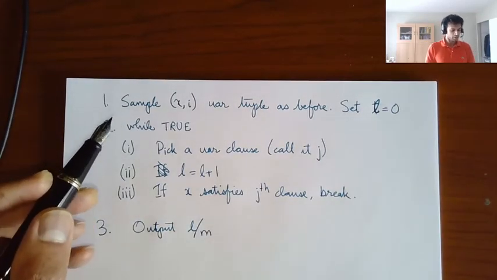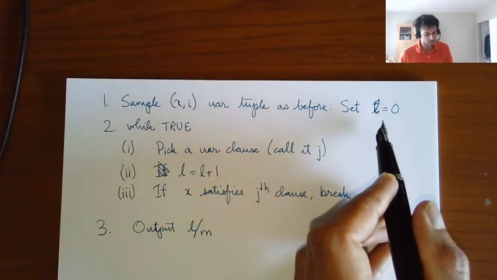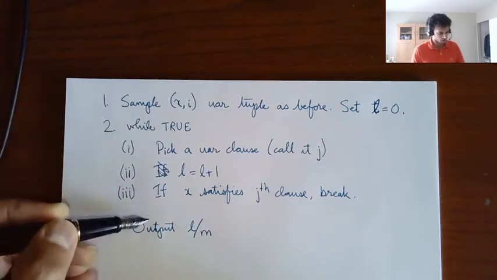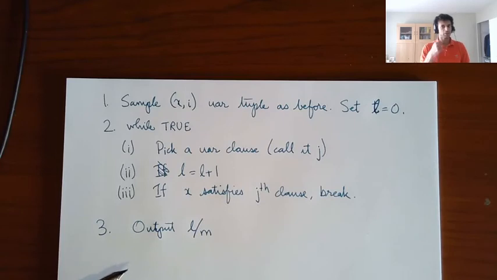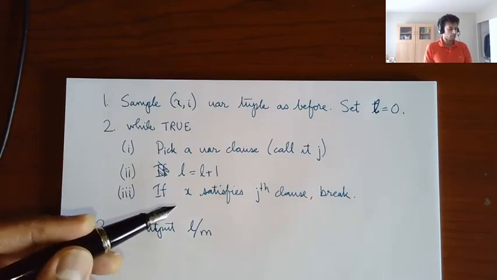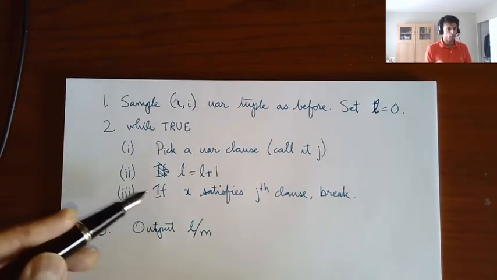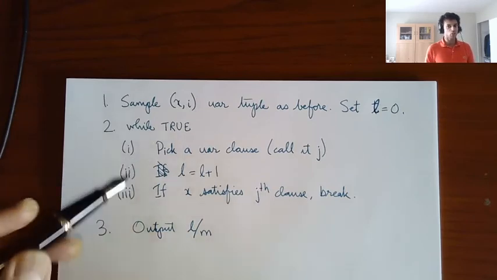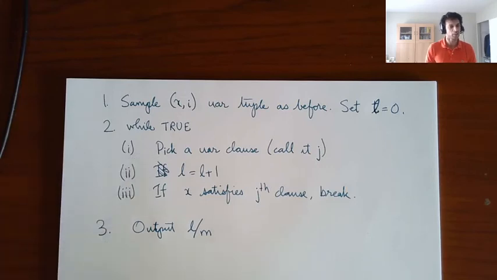Okay, so what am I doing? Sampling a uniform at random tuple as before. I'm going to set a length to be 0. You'll observe that in this, I does not appear. I don't even care what I is. I'm just going to pick a random clause and check, does X satisfy this clause? And if it does, I stop. I keep doing this. So the question is, how many trials? In this case, the trial is over here. How many experiments did I do before I succeeded? So I count the number of experiments, and once I succeed, I stop.